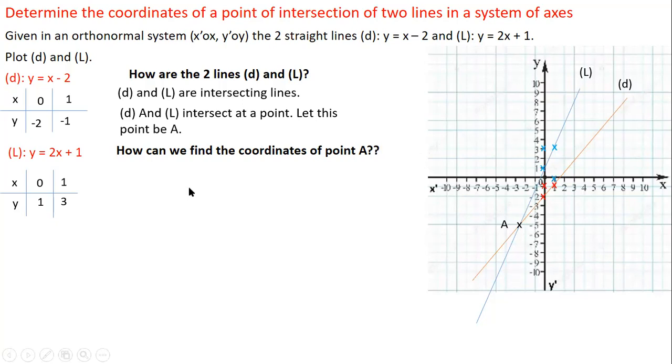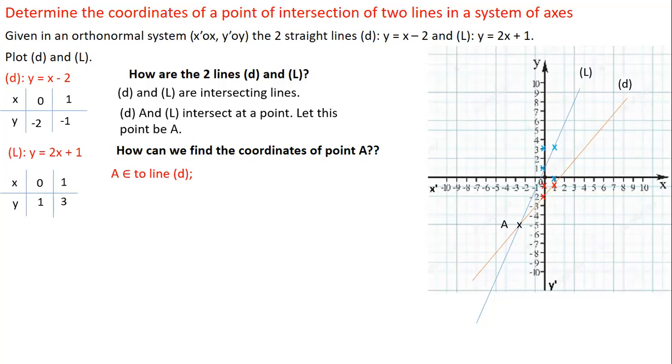Now, how can we find the coordinates of point A? We say A belongs to line D. What do I mean when I say A belongs to line D? Then what? What does it mean for a point to be on a line? Then what? Who knows? Yes, Column. YA equals XA minus 2.